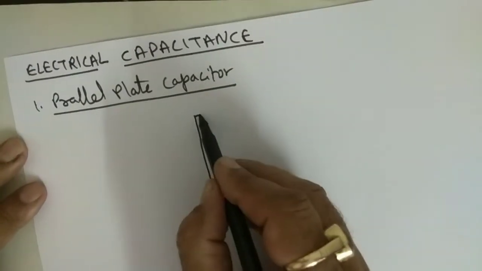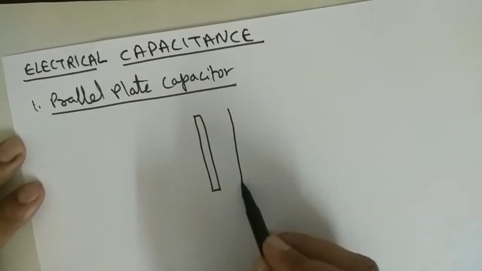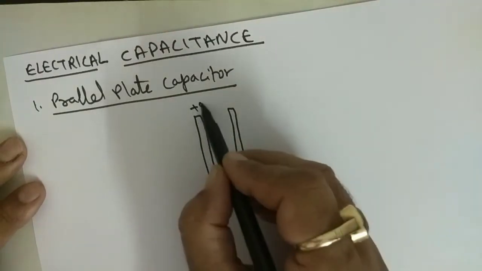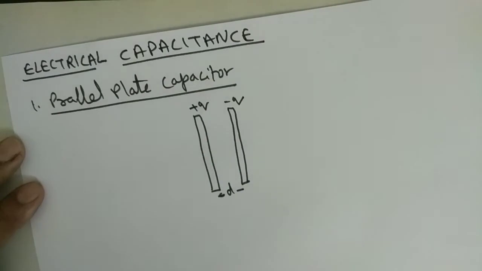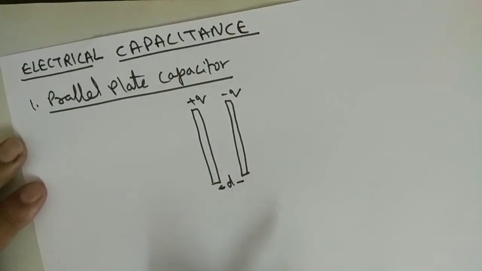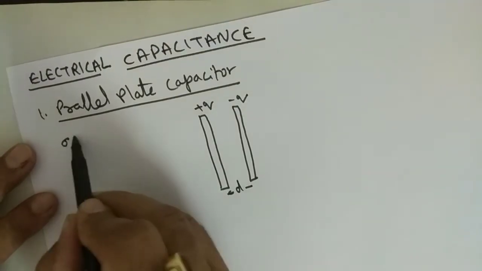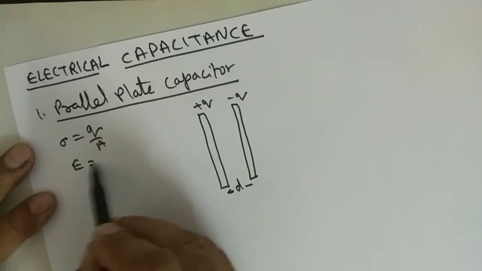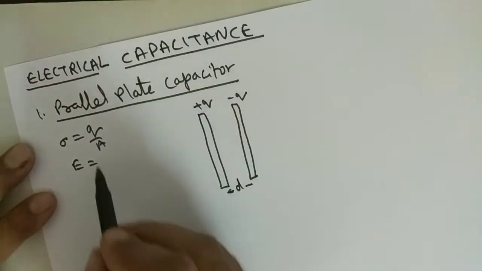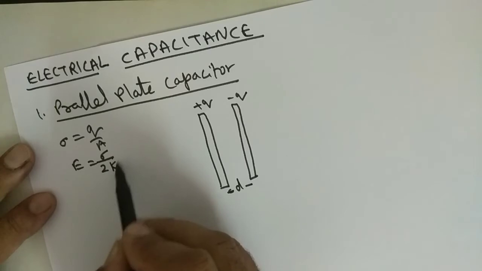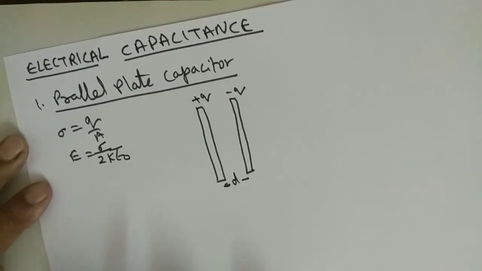So a parallel plate capacitor means two plates separated by a very small distance d, having equal and opposite charges plus q and minus q. Suppose there are some dielectric materials filled between the plates of the capacitor. We know the surface charge density sigma is equal to q upon A, and for a single plate near the plate, we have already derived that E is equal to sigma upon 2k epsilon naught.